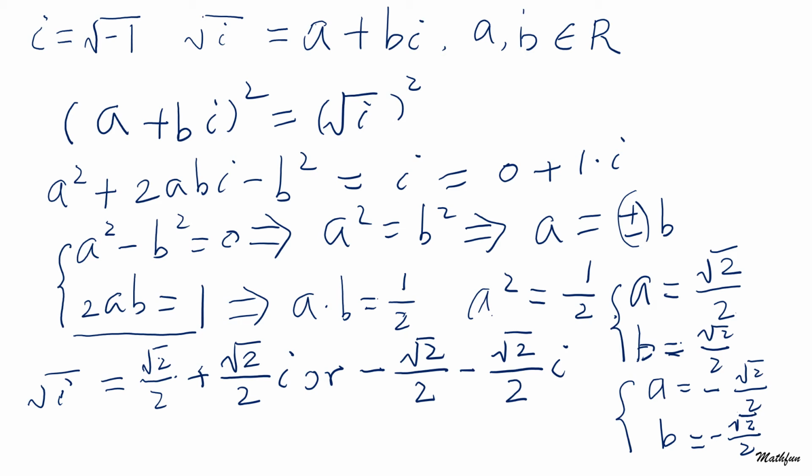So this is the more straightforward solution. Now let's look at a different solution, and you guessed it, we are going to use Euler's formula. So our math hero Euler discovered that e to the ix equals cosine x plus i sine x. Is that right? Okay. And what do we want to do here? Well, we want to figure out the square root of i.